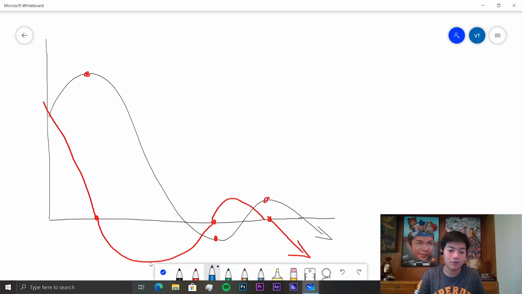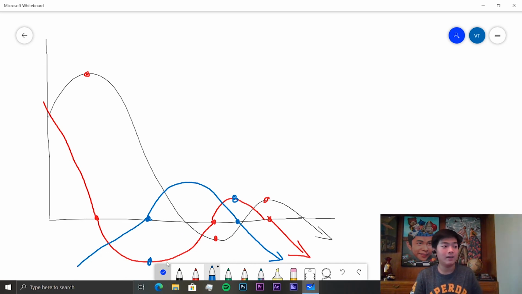Now to sketch the second derivative, we have these 2 points over here as the minimum and maximum, which will be zeros on the graph of the second derivative. In between these 2 points, the gradient is positive. Past this point, the gradient is negative. And below this point, the gradient is negative. So it will look something like that.